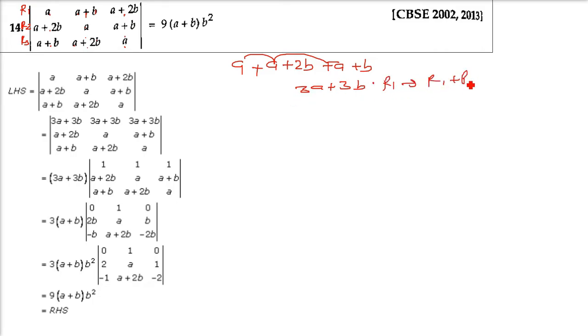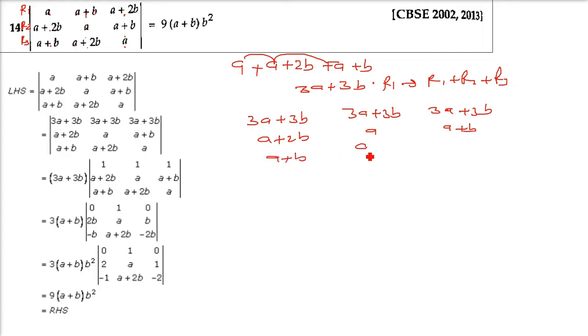So what we did, we changed row 1 to row 1 plus row 2 plus row 3. So it is 3a plus 3b in the whole first row. Now the rows below will remain the same: a plus 2b, a plus b, and here a plus b, a plus 2b and a. So 3a plus 3b you can take common from here. When we take 3a plus 3b common, it will be 1 inside, 1, 1, 1. And what else is remaining?